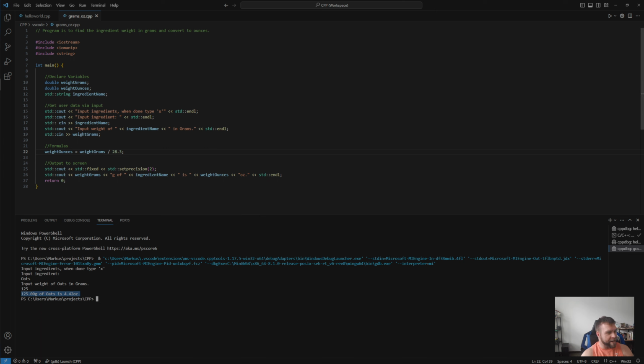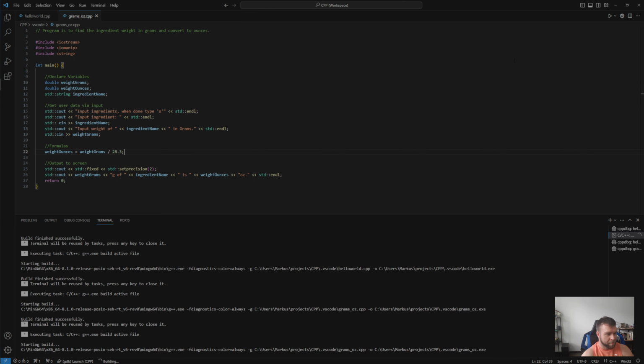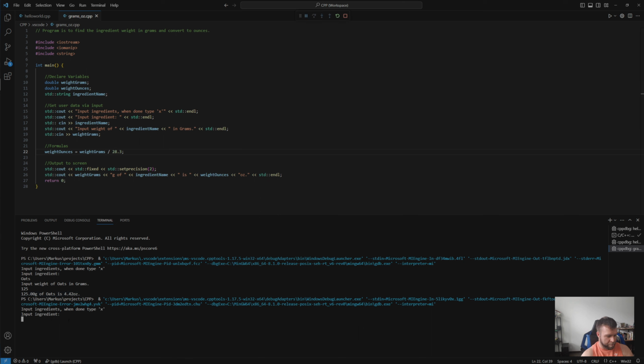So what I did in here is I told the program when you output it to fix the output at a set precision point of 2 decimal points. So no matter what you put in here, let's say we have 15.65 grams, it will still do it. It'll still output the right amount.